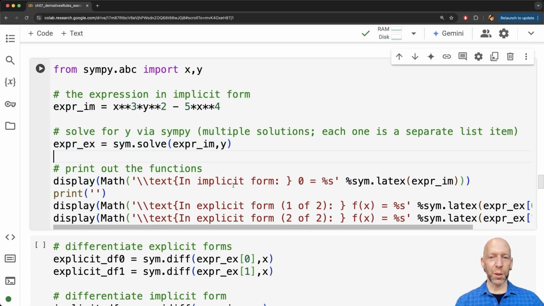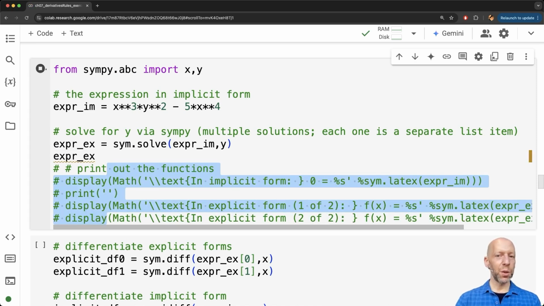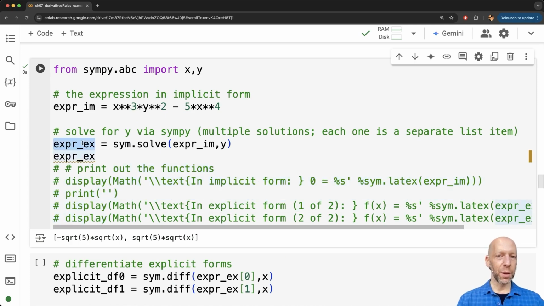Okay, and then it turns out that, before I get to this printing stuff, I'm just going to comment this out, just to show you what this variable looks like here.